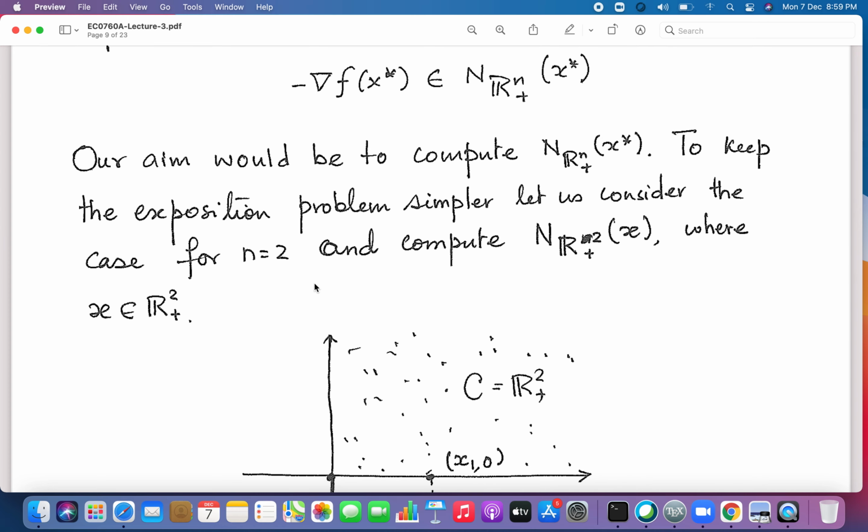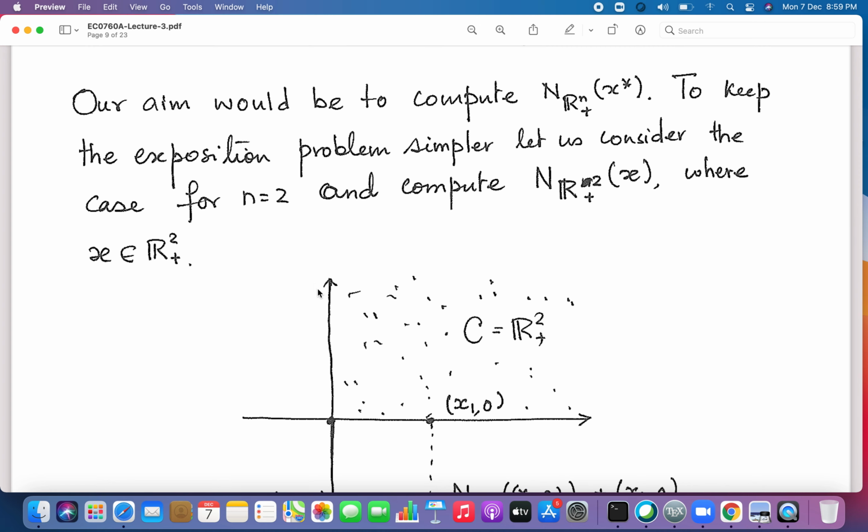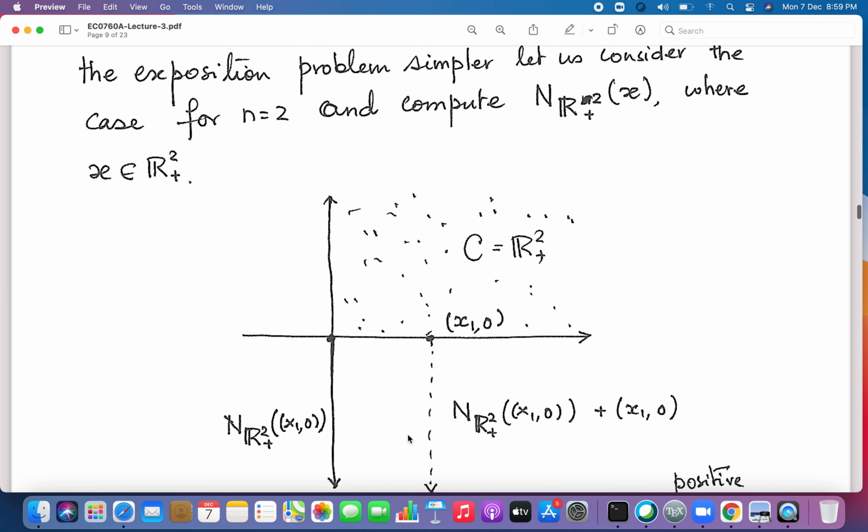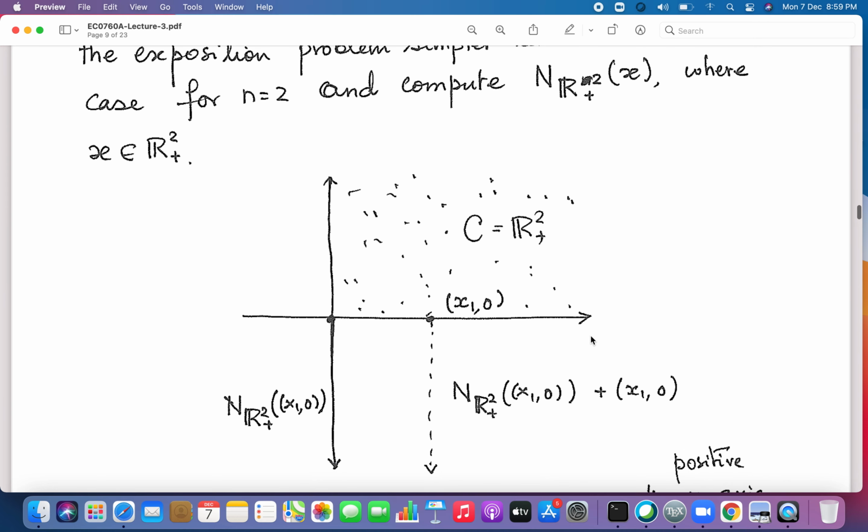We'll take n equal to 2, so our C would be R^2 plus. Any point in the interior, that is in R^2 plus plus, will have the trivial normal cone containing only the 0 vector. The non-trivial situations are at the boundary, which can be projection points. For example, take this part of the boundary on the x-axis, a point of the form (x1, 0) where x1 is positive. What is the projection? It's a perpendicular, so here you draw a perpendicular line.